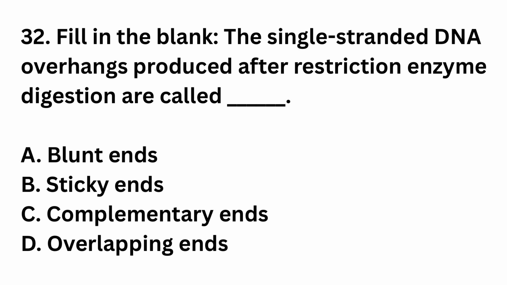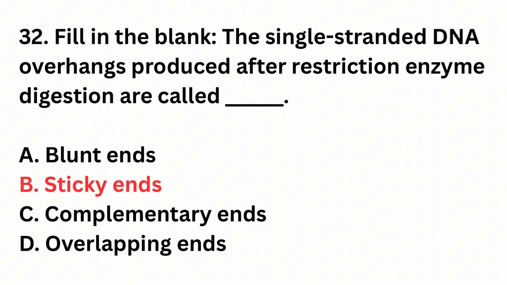Question number 32. The single-stranded DNA overhangs produced after restriction enzyme digestion are called dash. Blunt ends, sticky ends, complementary ends, overlapping ends. The right answer is option B. Sticky ends are short single-stranded extensions that can pair with complementary sequences, facilitating ligation.